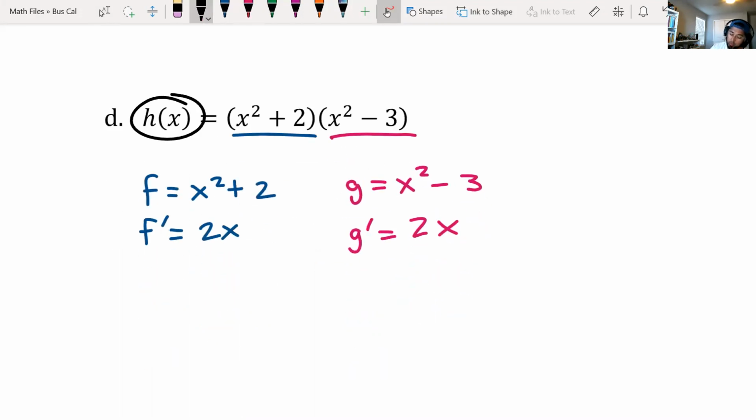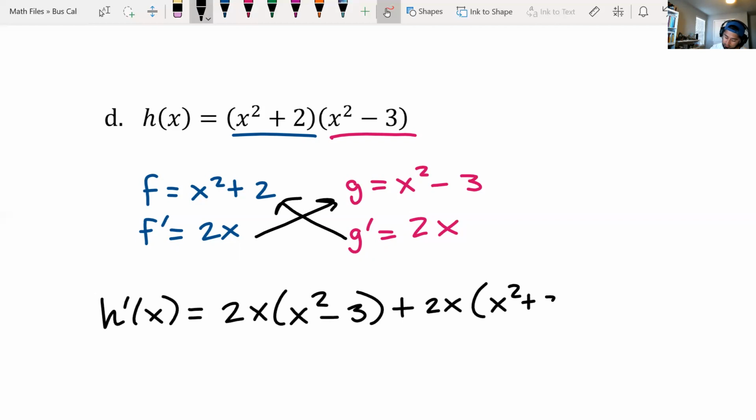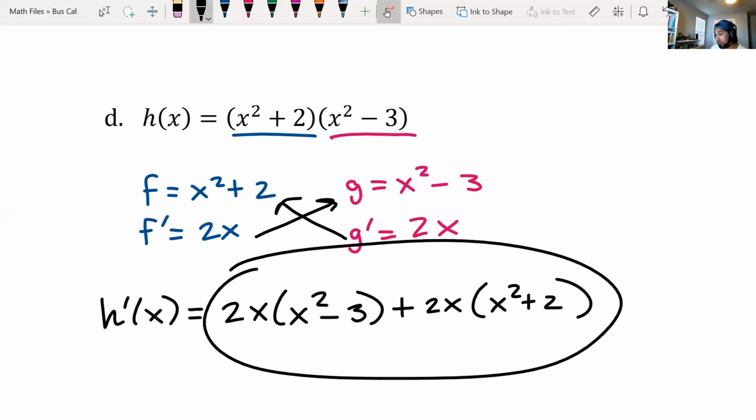We are taking the derivative of h of x. So we'll start with h prime of x. And now just use your product rule. f prime g plus g prime f. So the derivative's done, we followed the product rule. This is the derivative of h of x, but again, we have to clean it up.